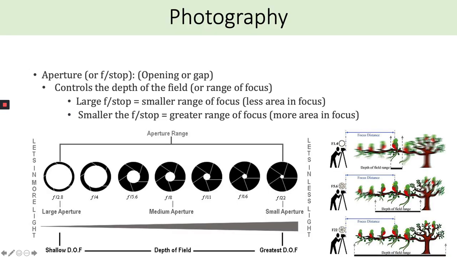Okay, one other element that I wanted to go over is the idea of aperture. Aperture just refers to the opening or gap within the image sensor. When we talk about f-stop, we're talking about aperture, and that means how wide or how narrow the opening is. The larger the hole, you're going to have a shorter depth of field, a shorter slice that's going to be in focus. And the smaller the hole, the larger the depth of field is going to be.